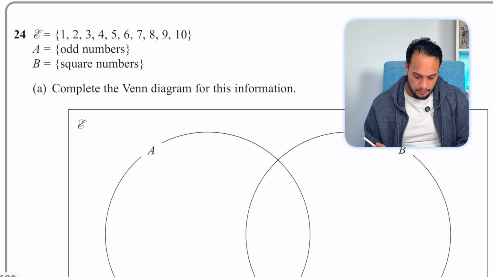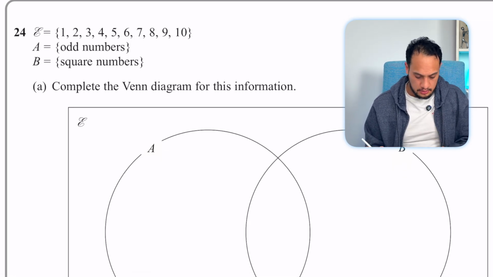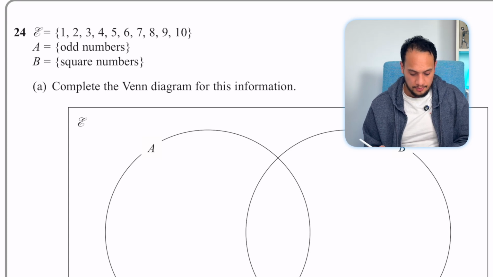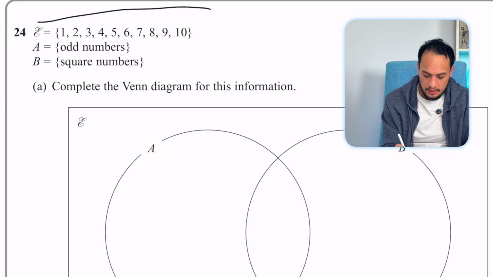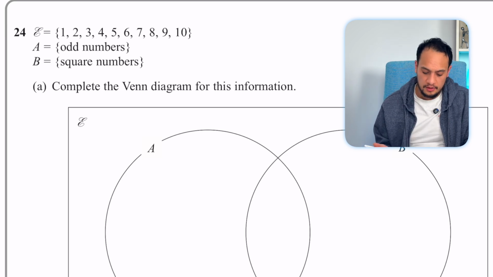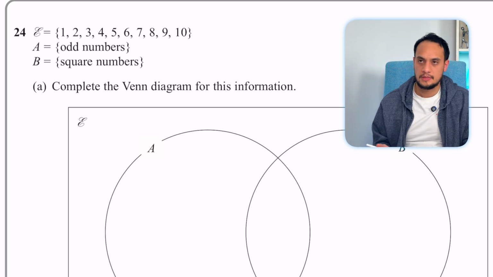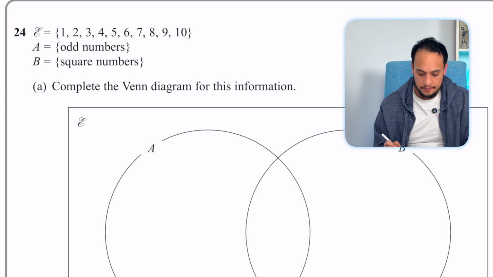Next, so complete, here we've got a Venn diagram and it has A, odd numbers, and then B, so you've got different sets here. Everything within this Venn diagram is expressed as E, so you've got this universal set. And we've got odd numbers and square numbers. Notice we haven't got even numbers. So there might be some exceptions that go outside of sets A and B.